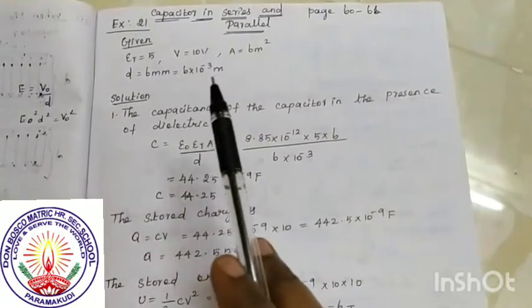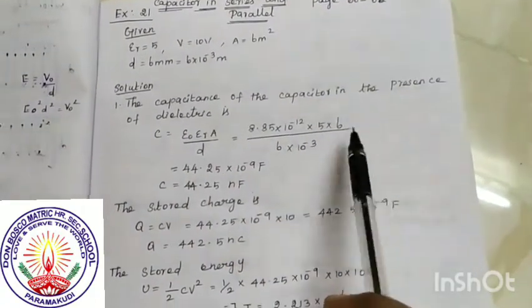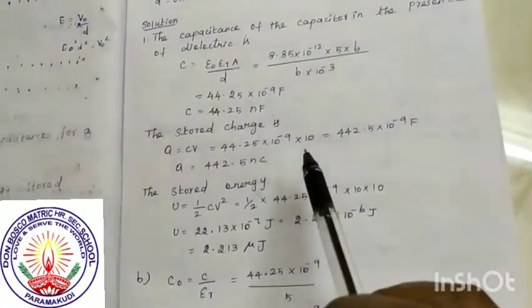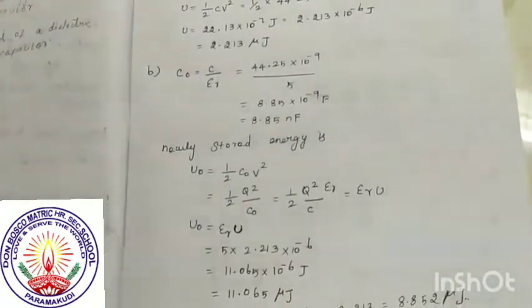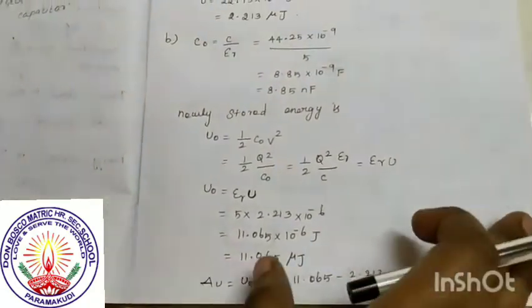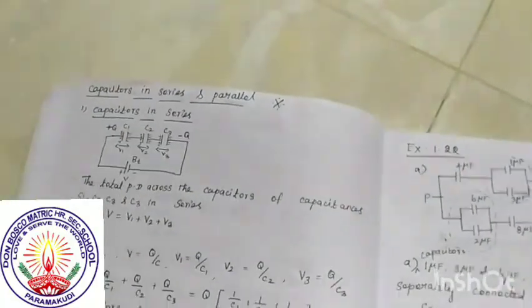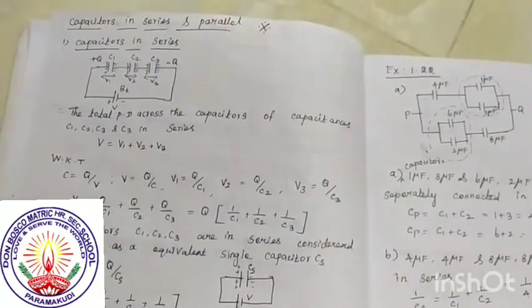So example 1.21 is finished. Next, another interesting chapter is capacitors in series and parallel. This is an important 5-mark question.